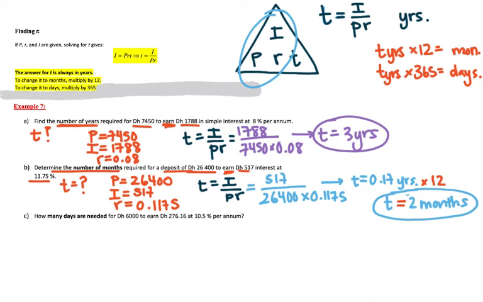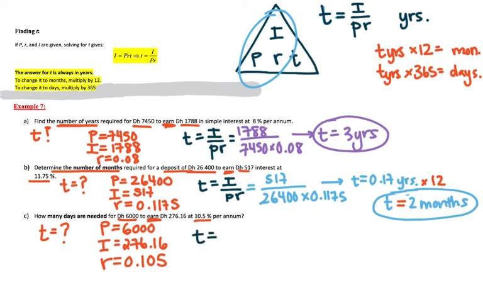I think a similar thing will happen in this next example. How many days are needed? Again, we first have to find time in years, then later at the end we can convert it to days. But it says the starting amount 6,000 is going to earn interest of 276.16, and the rate is 0.105 per annum, which means just per year. Again, we use the same equation. Time in years is I over PR. We will plug and chug. The I is 276.16. The P is 6,000.